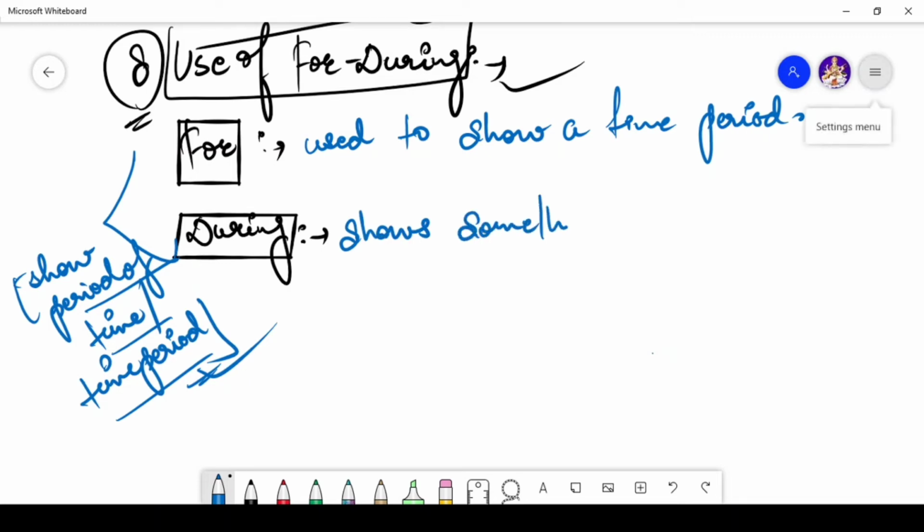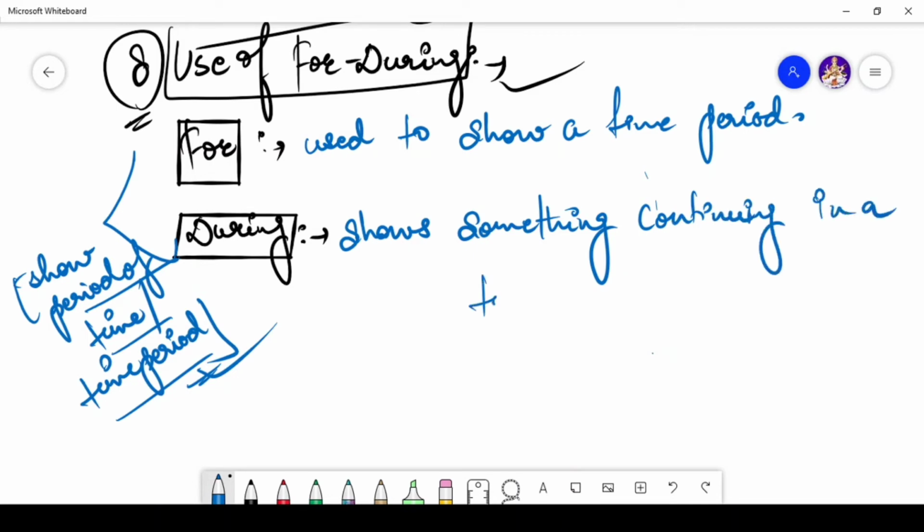Okay, now during shows something continuing in a time period. Like he must be working during the day. He must be working during the day. Or he will stay with me during evening. Okay, so it shows something which is continuing in a time period.